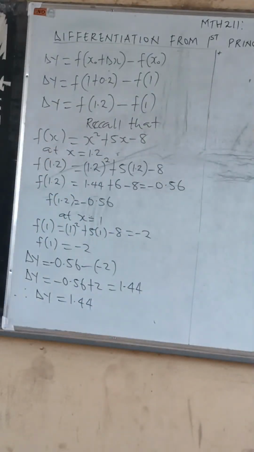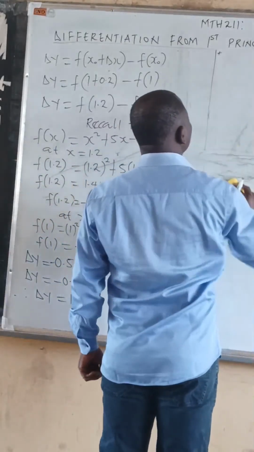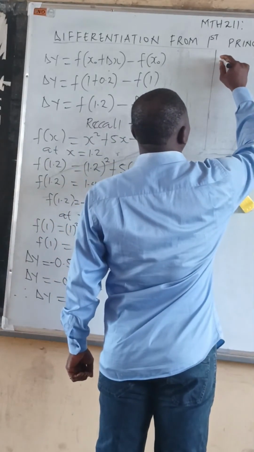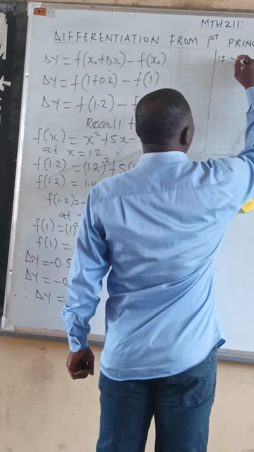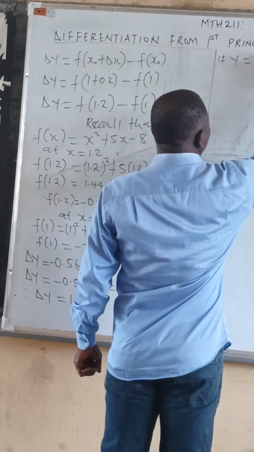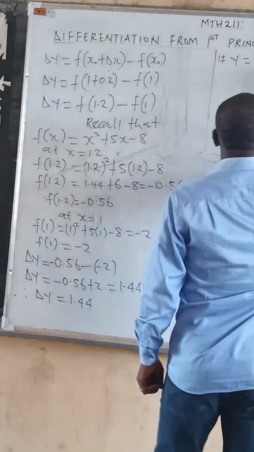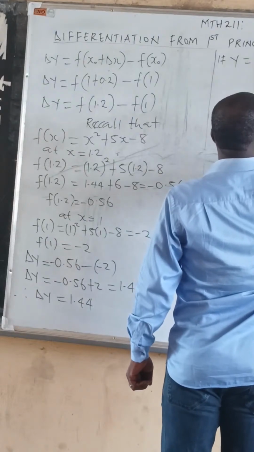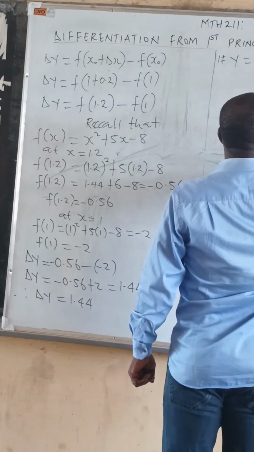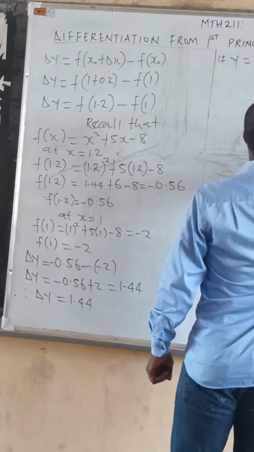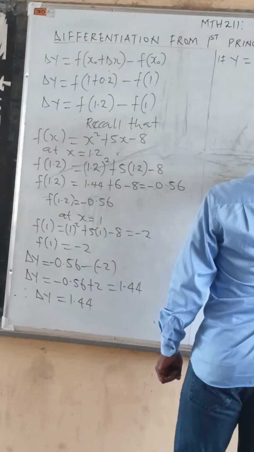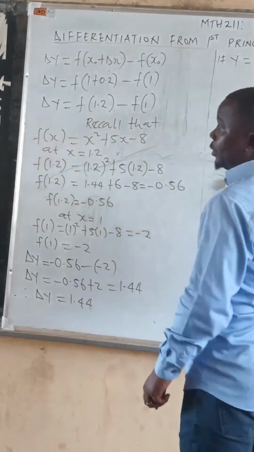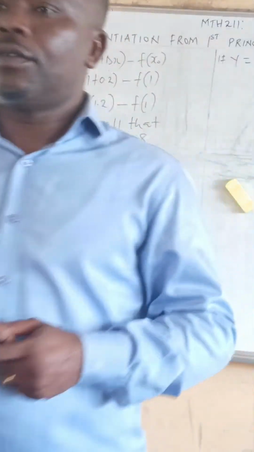Differentiate from first principle. If y equals 2x raised to power 2, find dy over dx from first principle. From first principle.